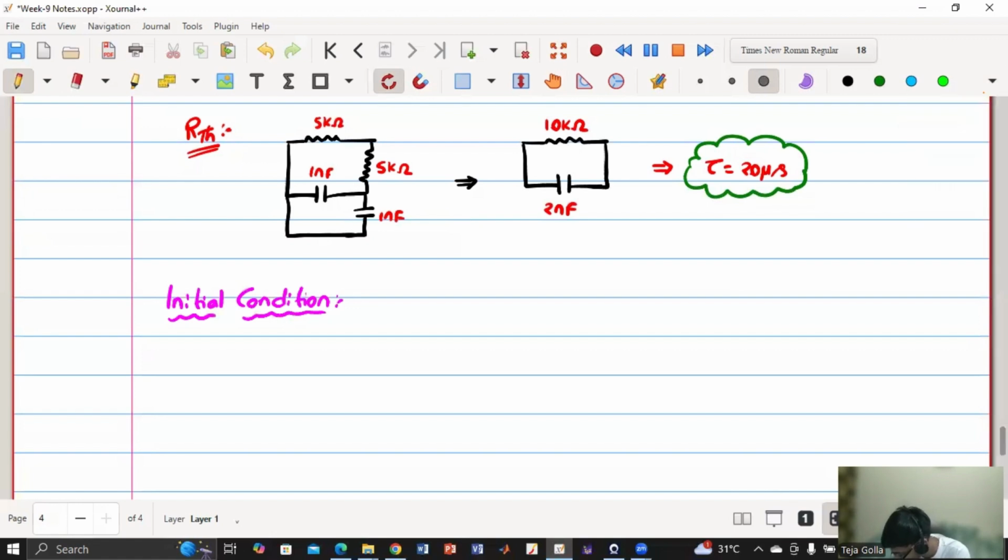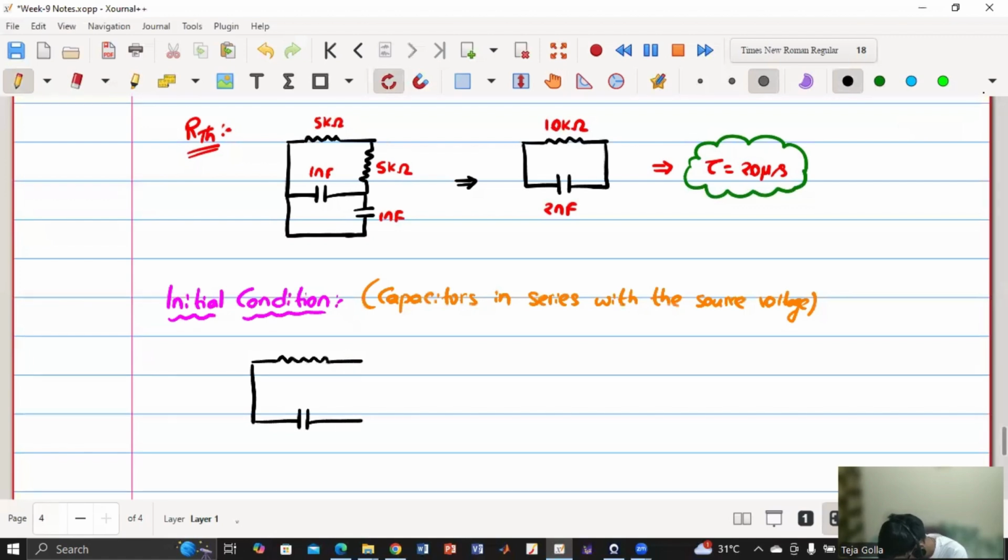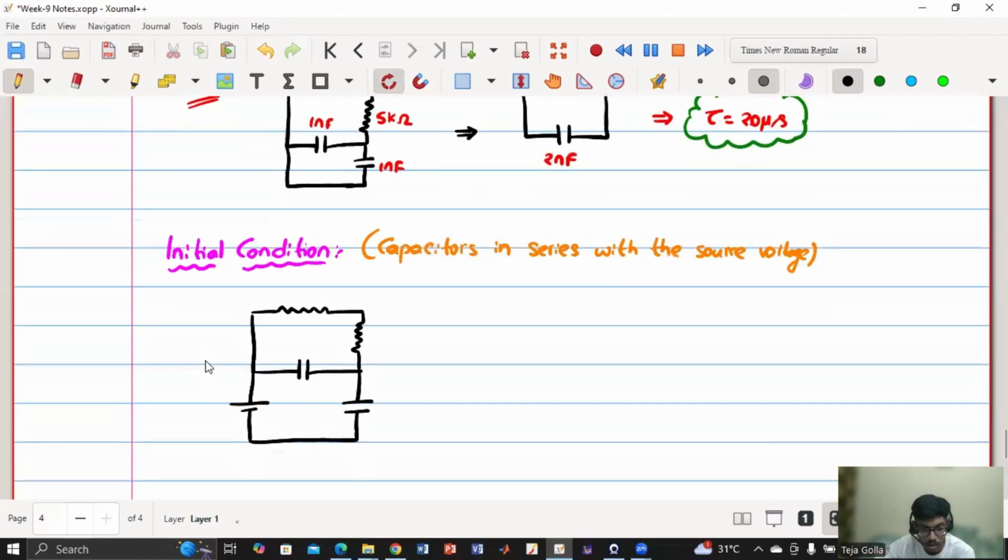So this is an exceptional case of capacitors in series with the source voltage. I'll tell you where the issue comes from. So we have one resistor here, one capacitor here, another resistor here, and supply voltage. This is also another capacitor. Okay. So now here they have given this is 5 kilo ohm, 5 kilo ohm, 1 nanofarad, 1 nanofarad, and this is 4 volt.